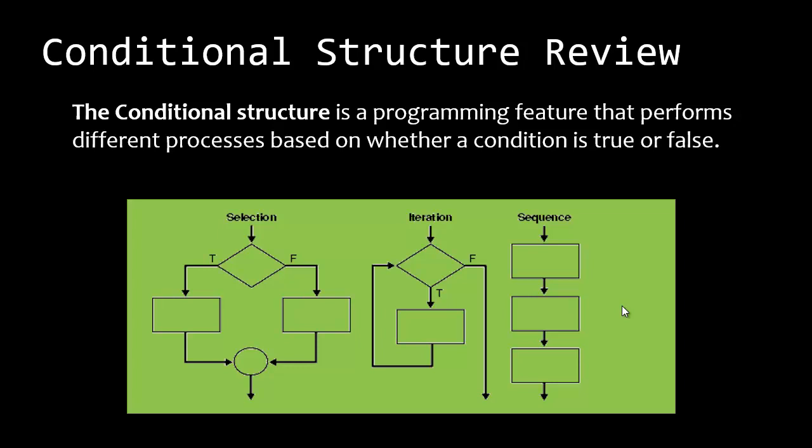A conditional structure is a programming feature that performs different processes based on whether a condition is true or false. If you look at these example flow charts, what we've covered so far is sequential. We do one thing, after that's finished, we do the next thing, after that's finished, we do the next thing, and so on. All right?